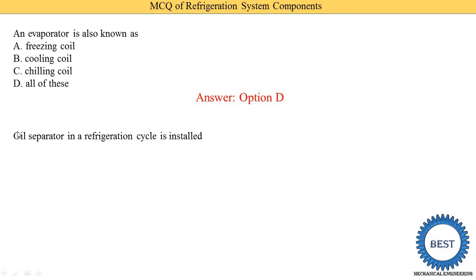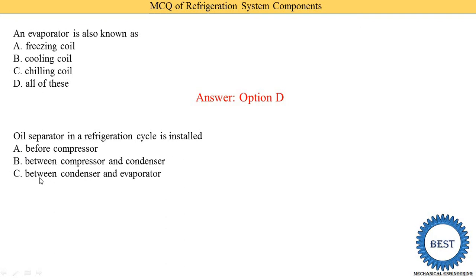So where is it installed? Before the compressor, between compressor and condenser, between condenser and evaporator, or between condenser and expansion valve. Answer is option B. When the refrigerant is mixed in the compressor with the oil, after the compressor we put the oil separator. So oil and refrigerant are separated, then refrigerant is circulated to the condenser. That's why the oil separator is installed between the compressor and condenser.